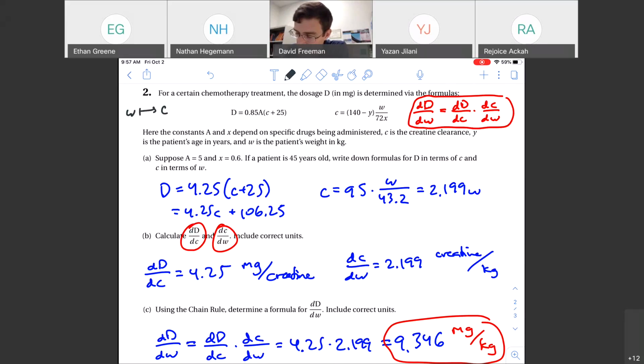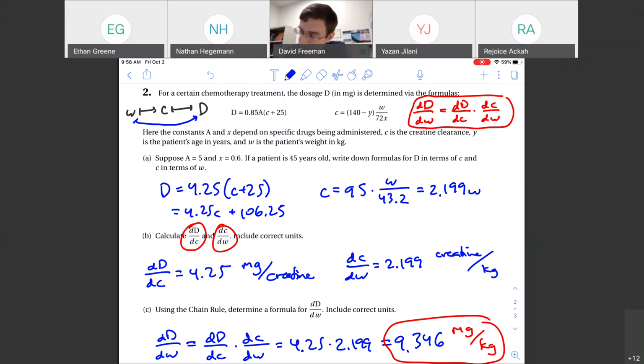Weight takes me to creatine, and then I can plug in creatine and get my dosage, right? So I have these two steps. And what I want to try to figure out is what's going on with the whole thing. If I put those two steps together and go from weight straight to dosage, how is that behaving?